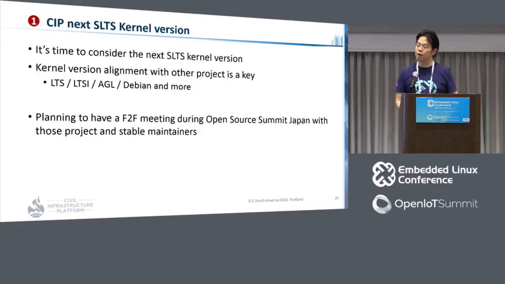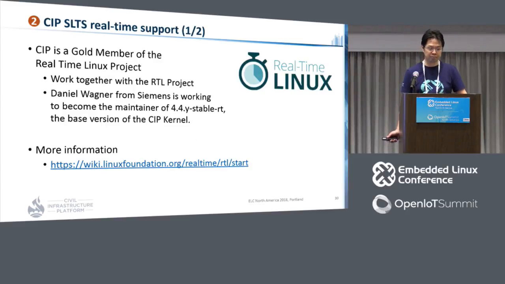Now many projects are using long-term support kernels. So we at least want to select a Linux kernel from LTS versions. But other projects also use LTS, for example LTSI, AGL, and maybe Debian, and more. So we would like to make some alignment with such communities to share the effort for the maintenance. To realize this, we are planning to have a face-to-face meeting during Open Source Summit in June with a stable kernel maintainer and also our CIP kernel maintainer. So the next thing we are doing is real-time.